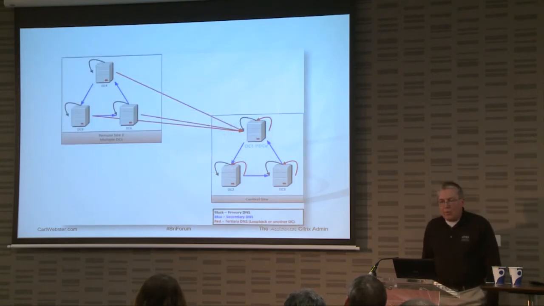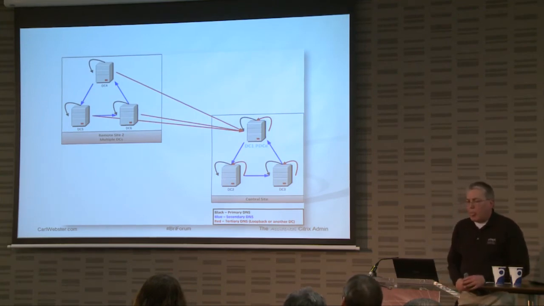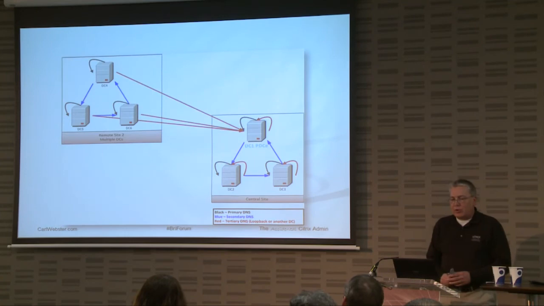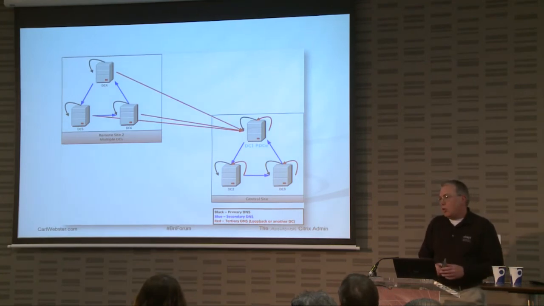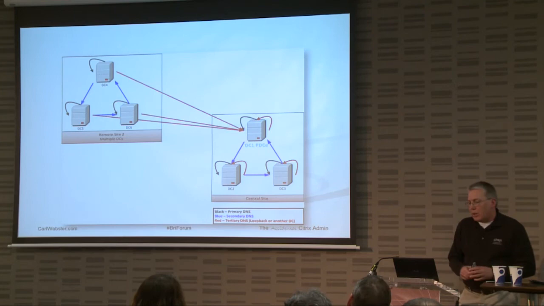Now, what if we have a remote site with multiple DCs? In the remote site, every DC will point to itself for primary, another domain controller in that site for secondary, and they can all go back to the central site for tertiary, or they can use the local loopback. It all depends upon your WAN connection back to the central site.